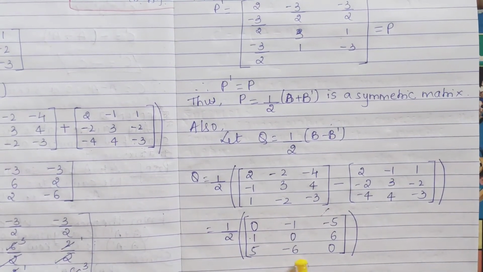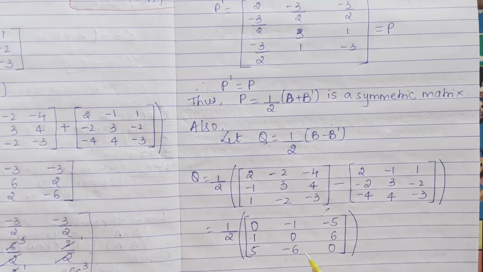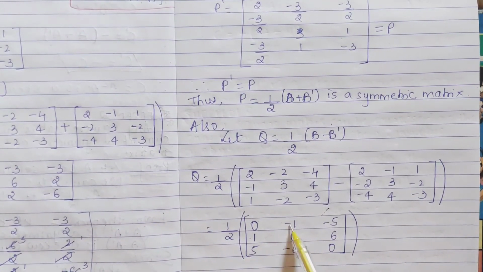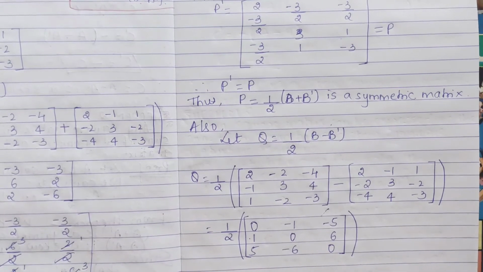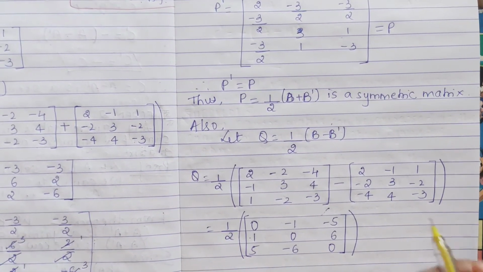Diagonals you will get 0, and here, see, in a skew symmetric matrix, as I have told you, the numbers should be the same but opposite: plus, minus, plus, minus. You will get this. Next, multiply half to the whole part. I will write it here itself.